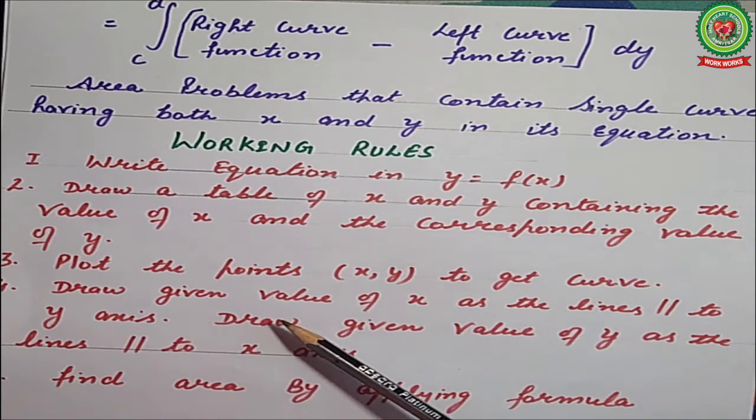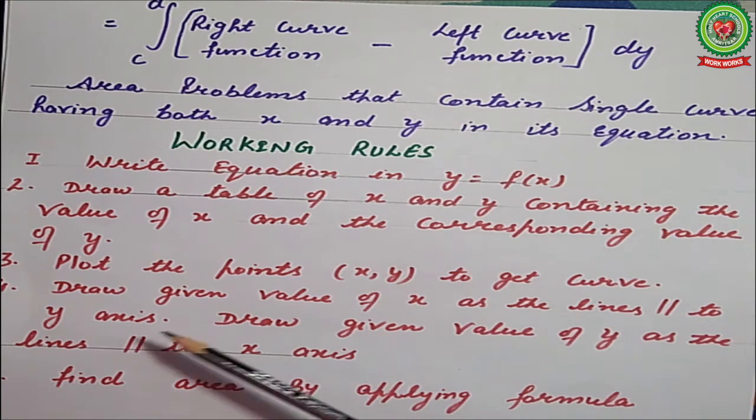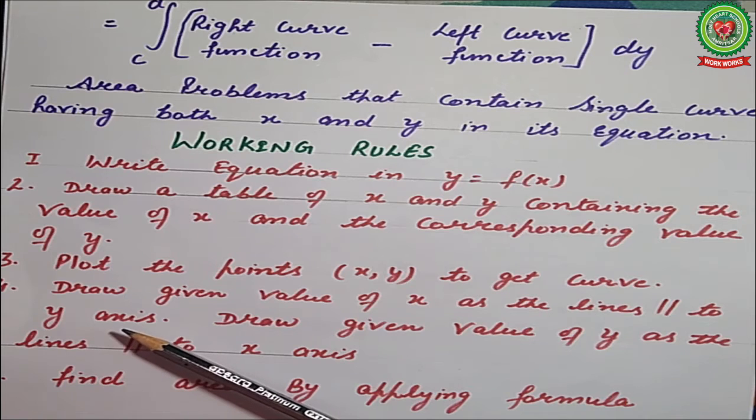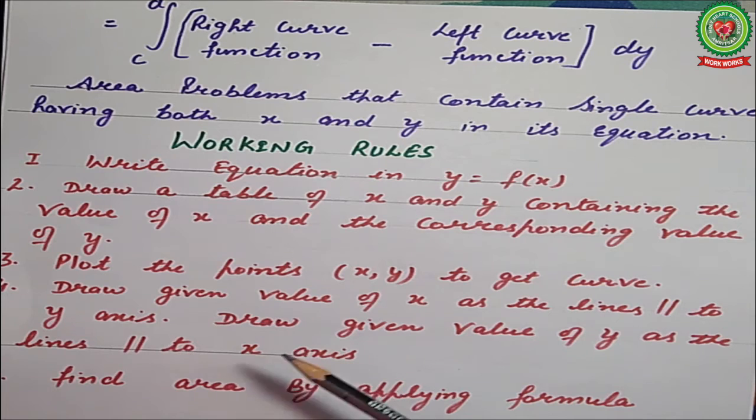Then we will draw, at a given value of x, a line parallel to the y-axis. Some x value is given, and we will plot a parallel line from that particular point. And again, if a y value is given, we will draw a line parallel to the x-axis. Then we will find the area by applying the formula, depending on whether it is a left-handed curve, upper curve or lower curve.